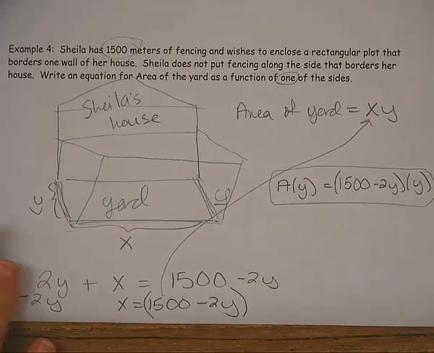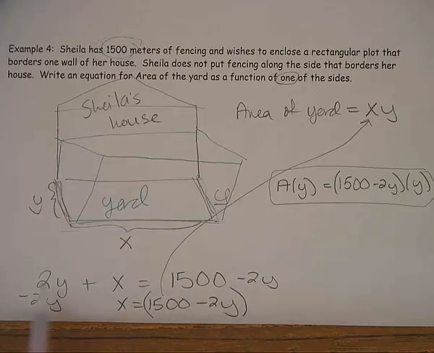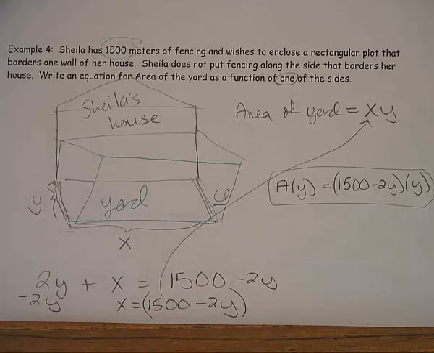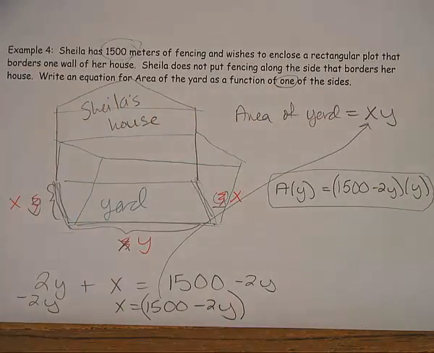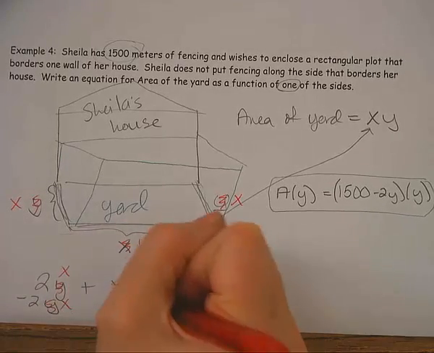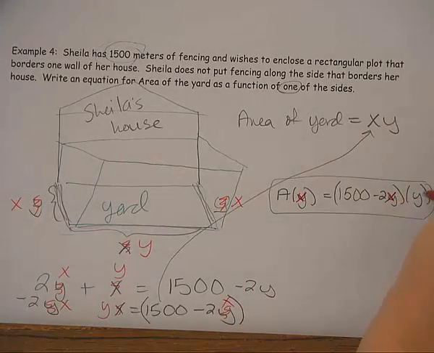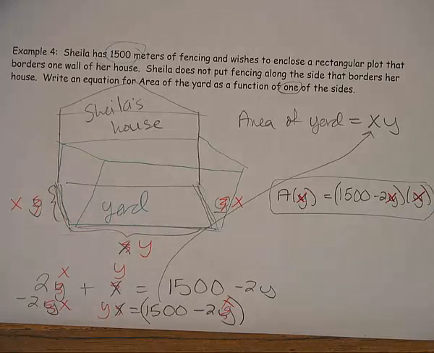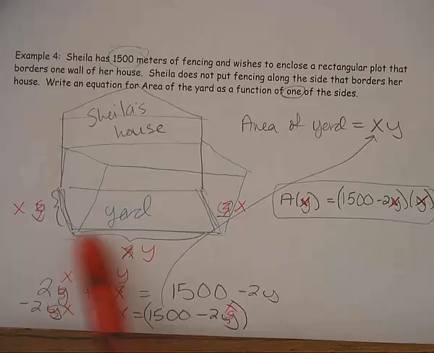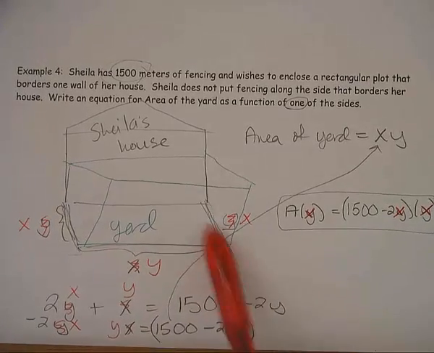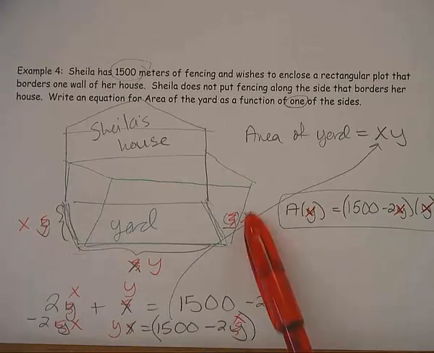And if you don't like the fact that it was in terms of Y, if that's uncomfortable for you, you could either just solve this for Y in terms of X, or you can just change the names of these. So you could call that one X, and you could call that one Y, and then you would just switch that to X, and that to Y, if that makes you more comfortable. Okay? So the idea is just to get one of these variables in terms of the other, so that your area is in terms of just one of the sides, not both. So now if I was given this X amount, I could plug it in here and do 1,500 minus 2 times that X, all of that times X, and that would give me the area of this yard.